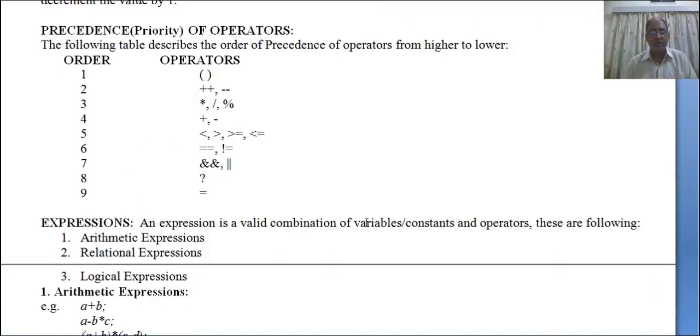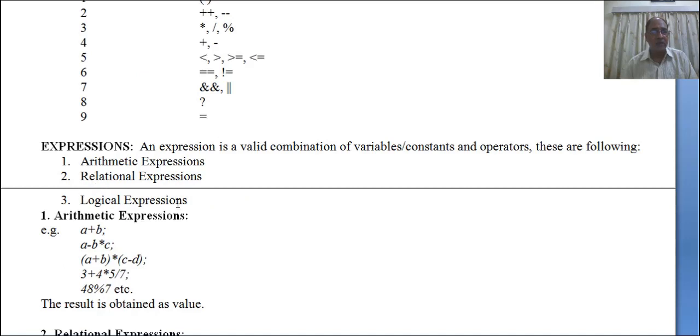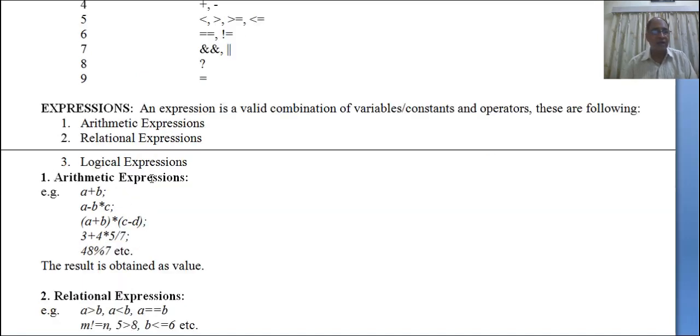Then expressions in Java. An expression is a valid combination of variables, constants and operators, which are these arithmetical operations. First is arithmetic expression, second is relational expression, third is logical expression. Three types of expressions are there in Java. First we will understand the arithmetic expression.